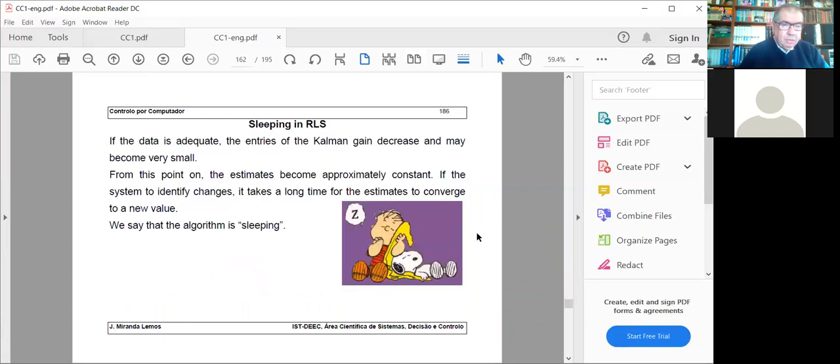Now, there is an effect which is sleeping in least squares, in recursive least squares. What is sleeping? When you converge, so your P is decreasing and your K is decreasing. Imagine that you had good data and this happened. So the elements of the diagonal of P decreased. So you have very little error covariance in each parameter, and everything is fine, and you have estimated correctly the parameters. Okay?